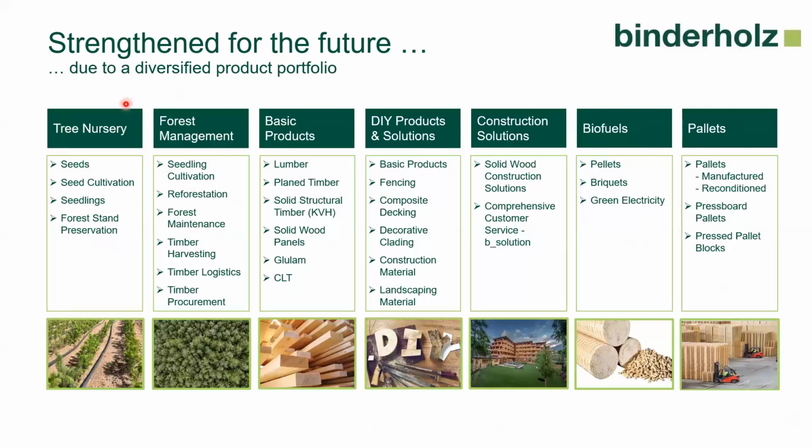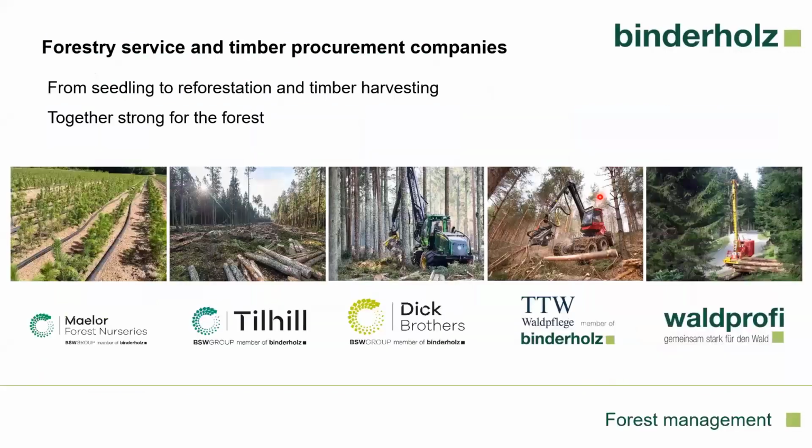This brings me to the different pillars that we have. For example, we're starting with a tree nursery. We have our own forest management. Then you have basic products where you have just lumber. Then you have the DIY products, construction solutions, or also biofuels and pallets. Here are some pictures of how we are processing the trees. We start with our tree nurseries. And in most countries where we operate, we have our own cutting companies. They go into the forest for harvesting and bring the trees to our own sawmills.